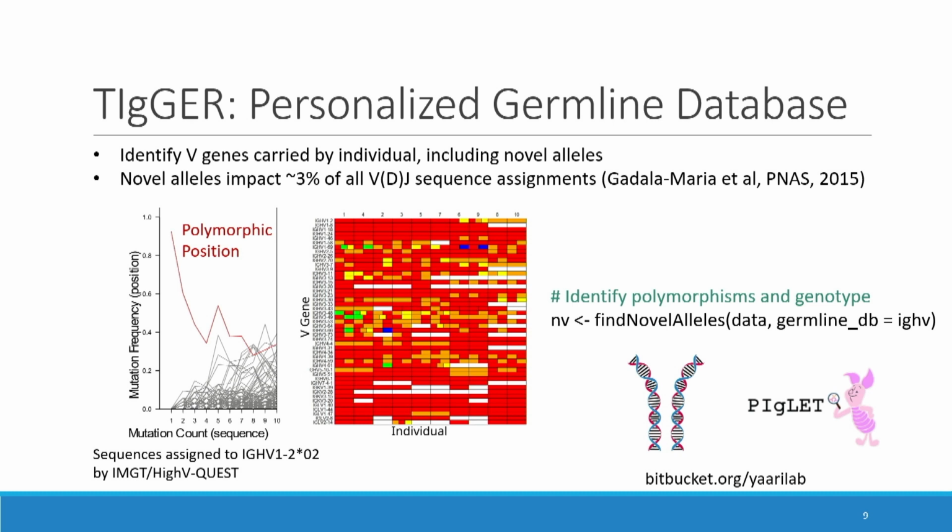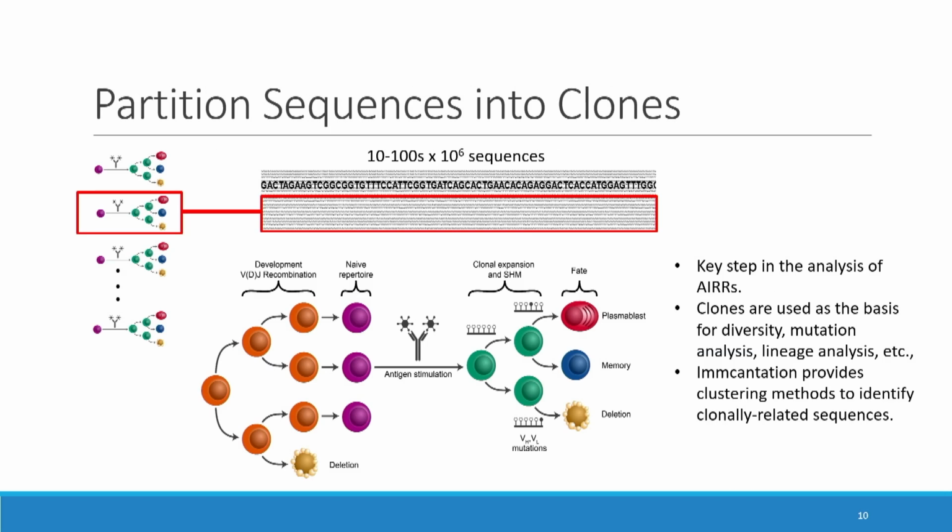We heard earlier yesterday about the importance of germlines. So in Immcantation, we originally developed TIgGER, but we also support packages like Piglet to create personalized germline databases and identify novel V genes carried by individuals.